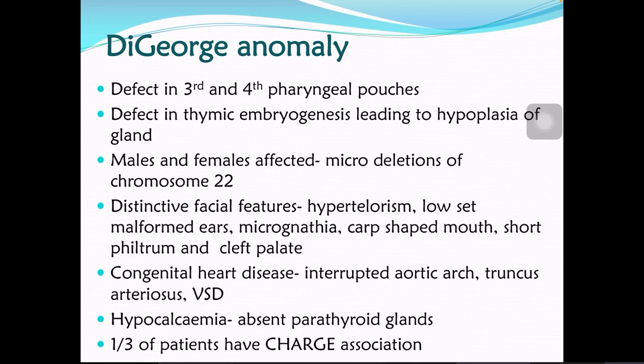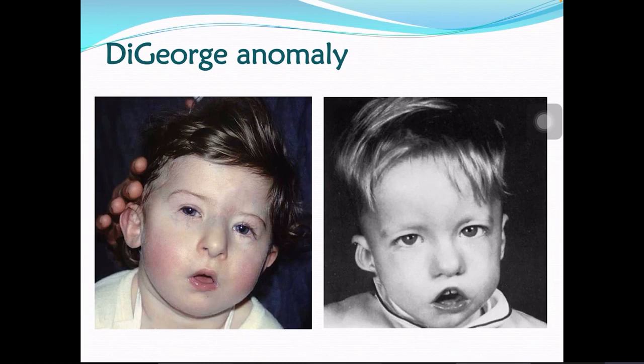One third of these patients with DiGeorge can also have what is known as CHARGE association. I'm sure you know what that is. So these are two photographs showing you how patients with DiGeorge can look. One is rather old, the other one is quite young, and I believe that you would appreciate the low-set ears, the carp-like mouth, the small philtrum, and so on and so forth.